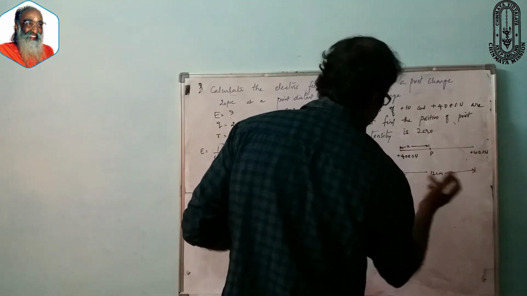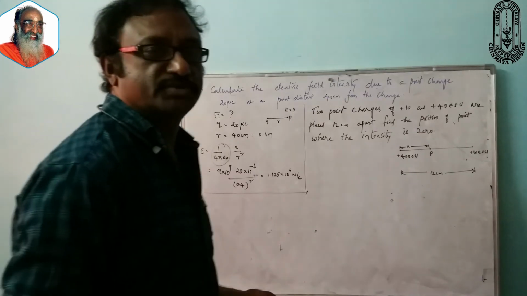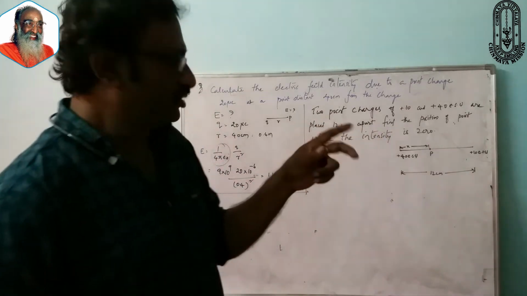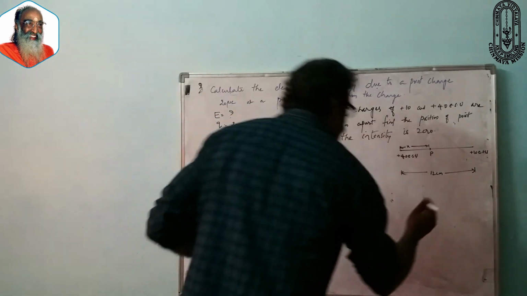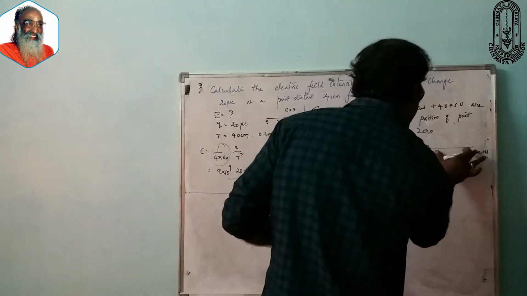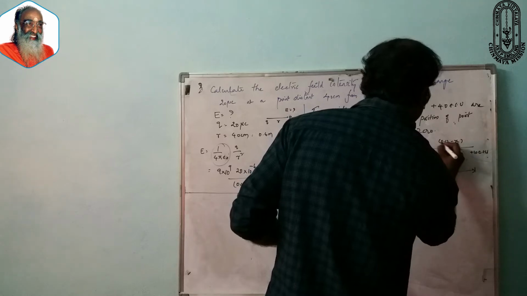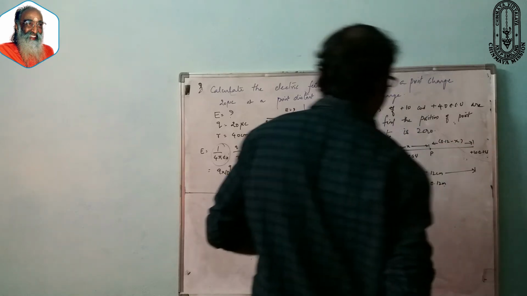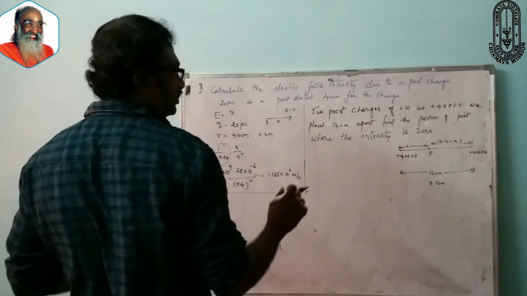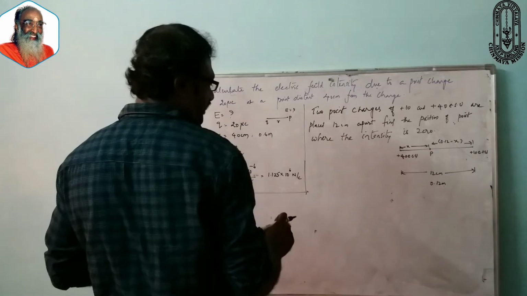It is 12 centimeter. Now, if you are going to do the problem, we have no other way. We have to take 1 by 4 pi epsilon naught, that is 9 into 10 to the power of 9. So this becomes 0.12 meter. If this is x, then this will be 0.12 minus x. Now at P the intensity is 0. We assume that at P the intensity of electric field is 0.